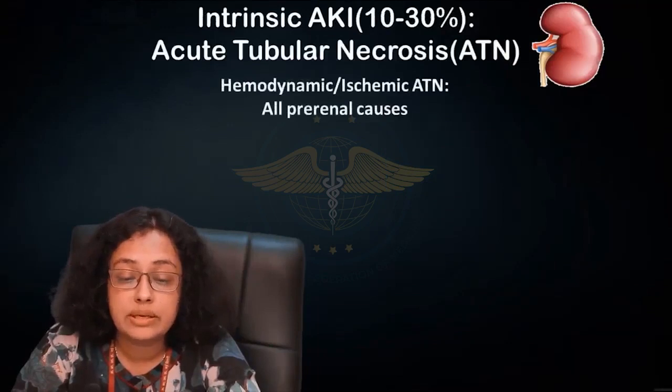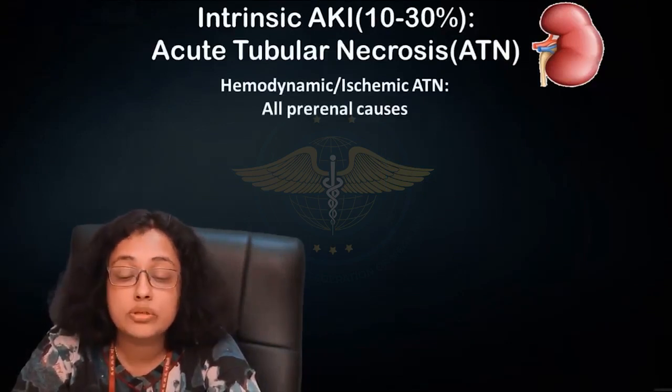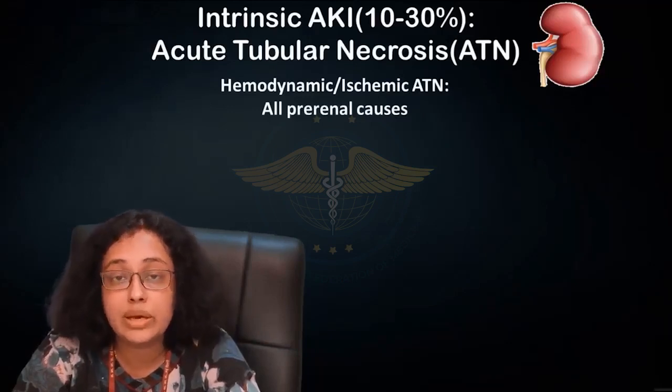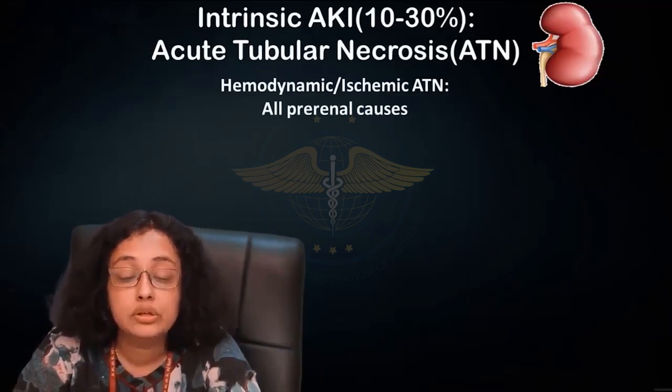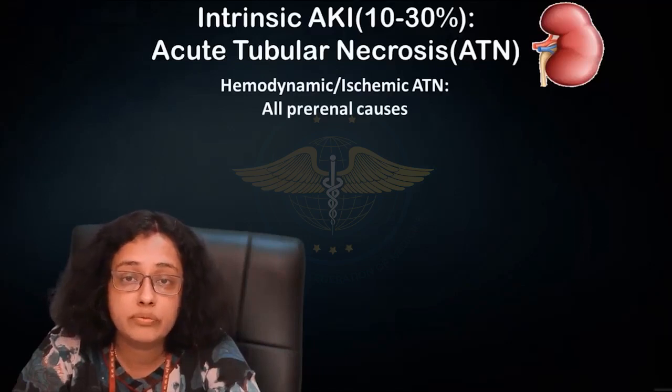Next comes intrinsic AKI, which is seen in 10 to 30% cases. It can affect the tubules, which is referred to as acute tubular necrosis. Acute tubular necrosis may be because of any of the causes of prerenal AKI. So any cause which causes prerenal AKI will progress to ischemic ATN if the renal perfusion is not restored.